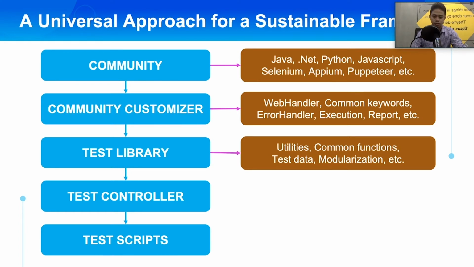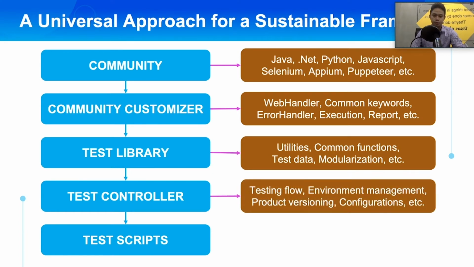Next is the test controller layer. This is the layer where you have control of the testing flow, so that you have setup and teardown capability. You will have to control the environment, the execution environment, such as development, staging, or production. And then you build the way to control the product versioning in case you need to test your project with multiple versions at a time, and also the configuration to run your test as well.